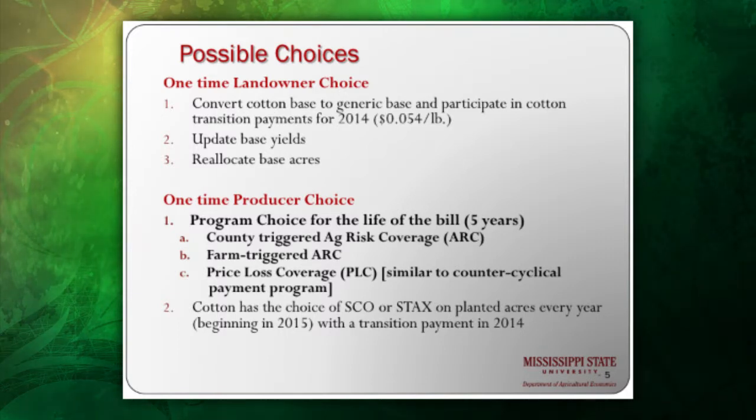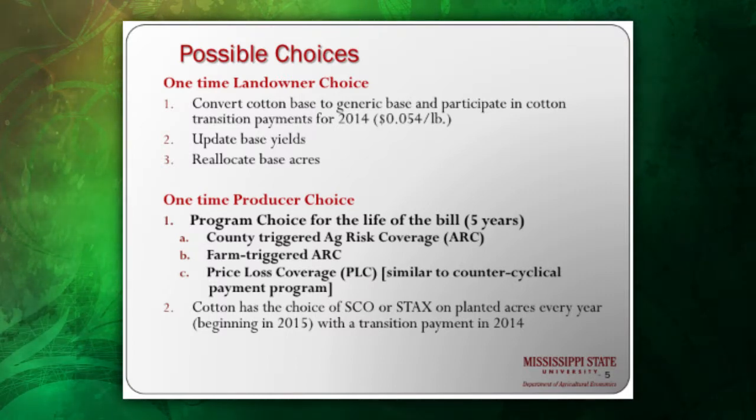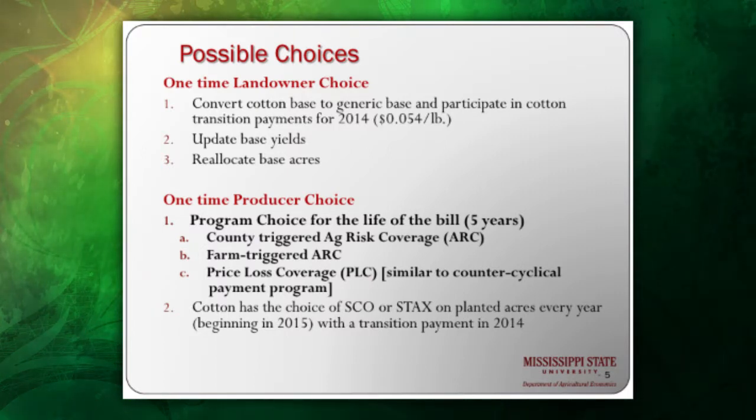Now, given those landowner choices, then producers, which in some cases are separate from landowners, will have the program choice for the life of the Farm Bill between a county-triggered ARC program, a farm-triggered ARC program, or the PLC program. And ultimately, cotton has a unique situation in terms of farm programs. Cotton producers will have a choice between SCO and STAX on planted acres every year beginning in 2015.